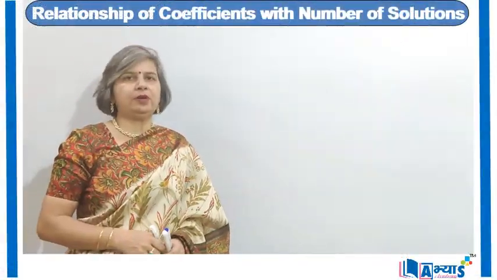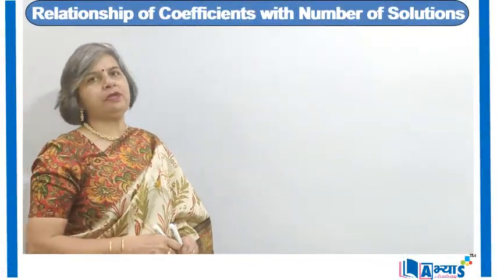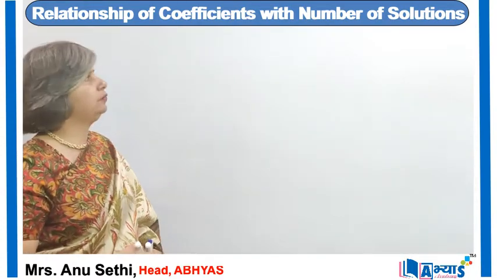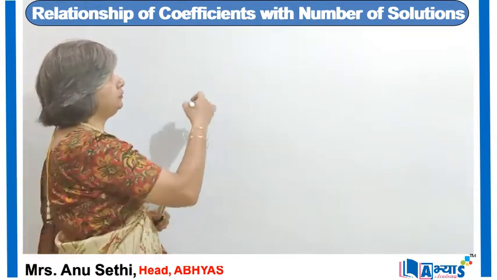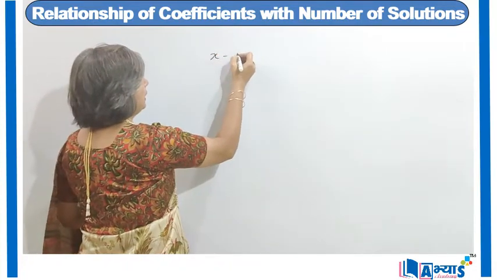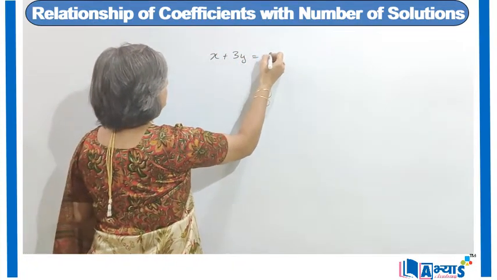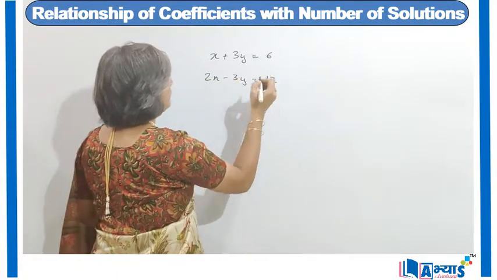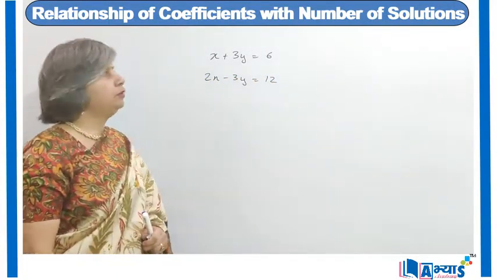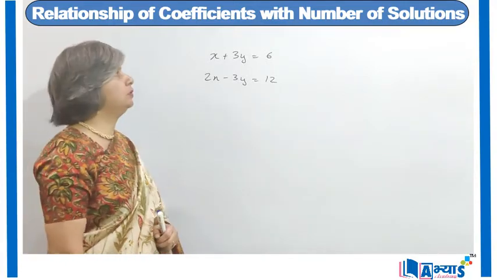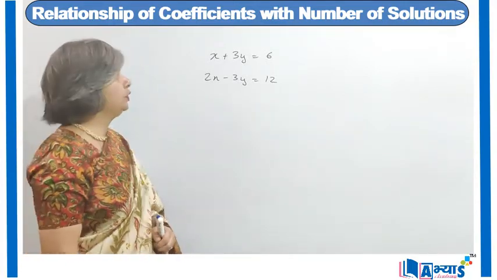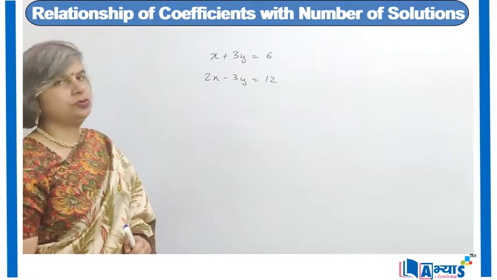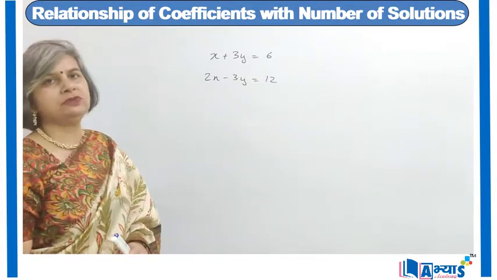Now let us try to apply the concept. When we are given a pair of linear equations, we will try to identify the number of solutions the equations will have. Let us suppose we are given the equations x plus 3y is equal to 6, and 2x minus 3y is equal to 12. We have to identify how many solutions these equations will have.